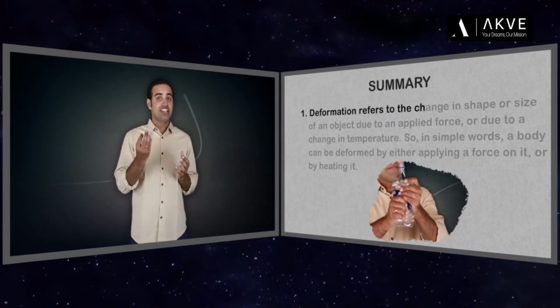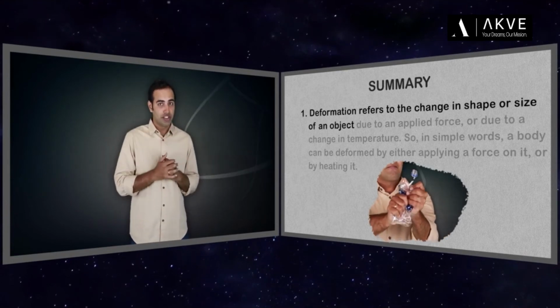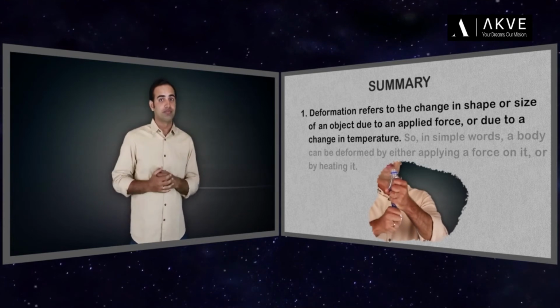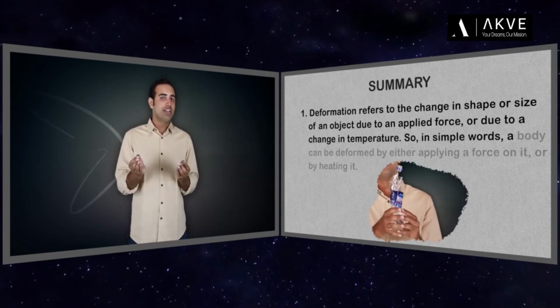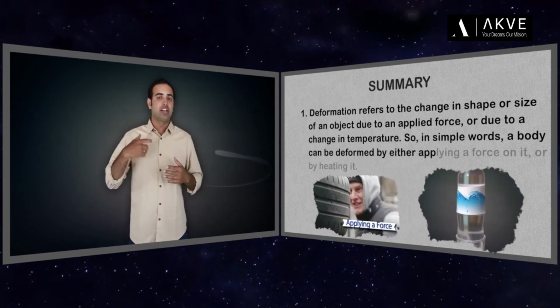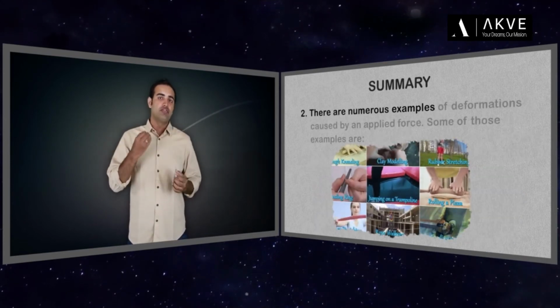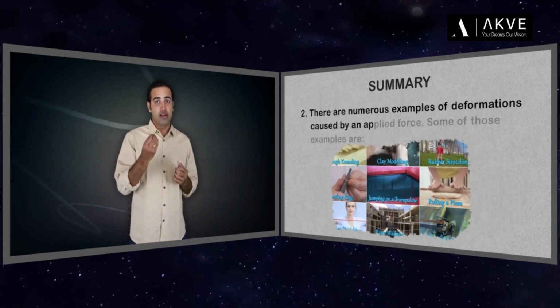Deformation refers to the change in shape or size of an object due to an applied force or due to a change in temperature. So in simple words, a body can be deformed by either applying a force on it or by heating it. There are numerous examples of deformations caused by an applied force.